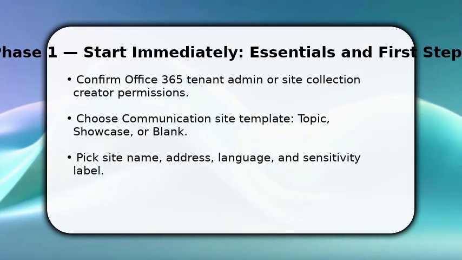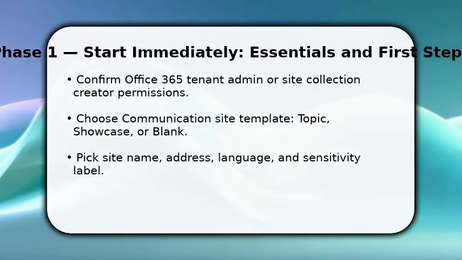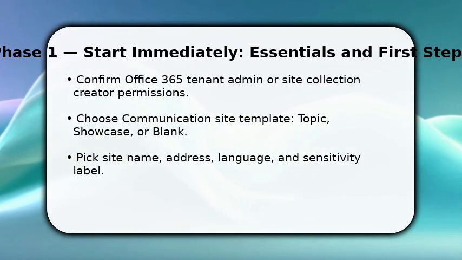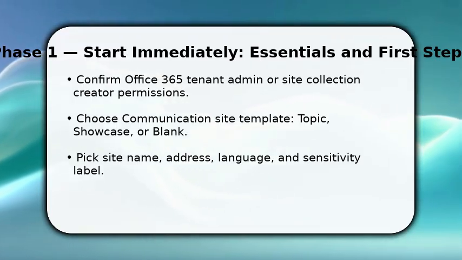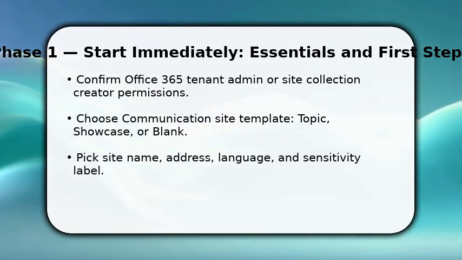You start by confirming you have tenant admin or site owner rights. Without those, you can't create a global communication site. Next, open the SharePoint home, click Create Site, and select Communication Site. Choose Topic, Showcase, or Blank based on your goal.